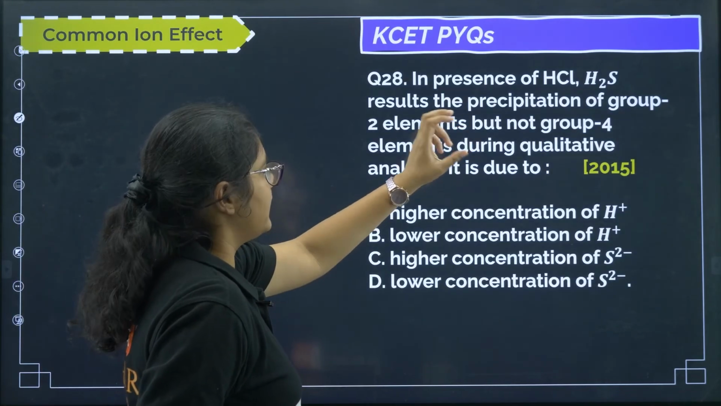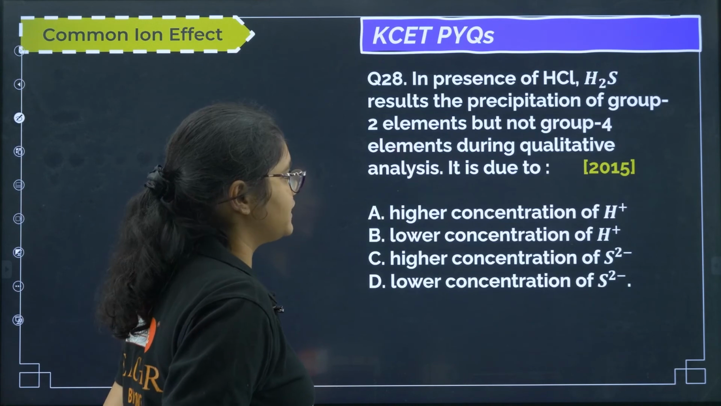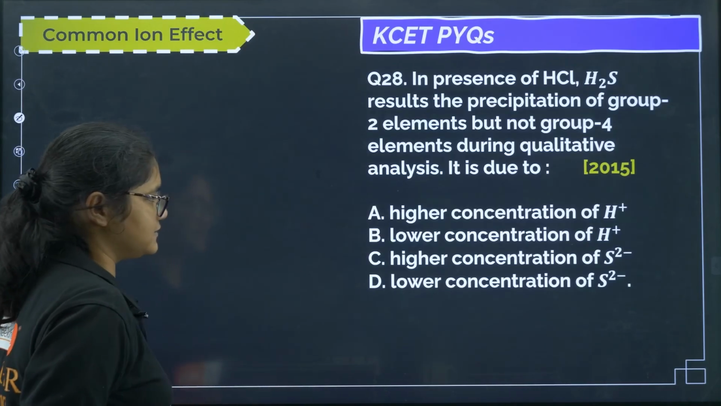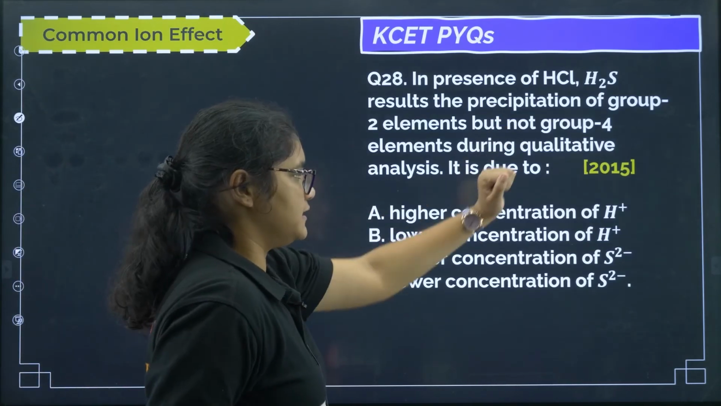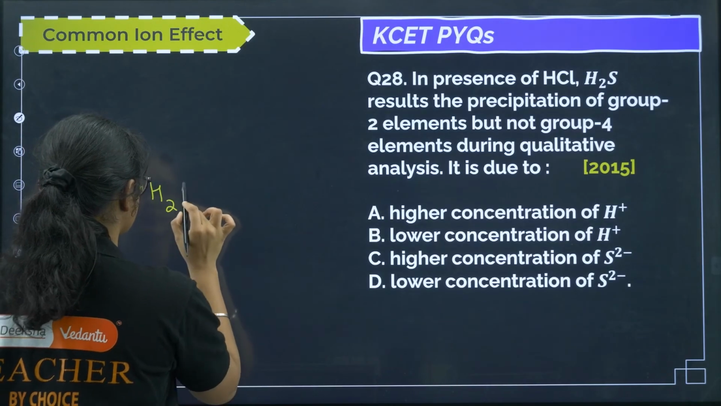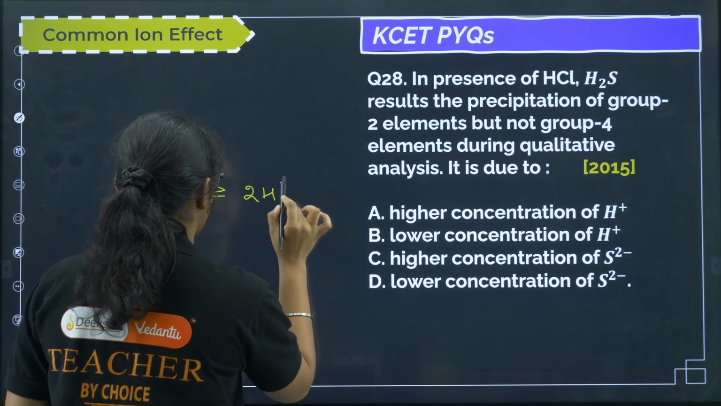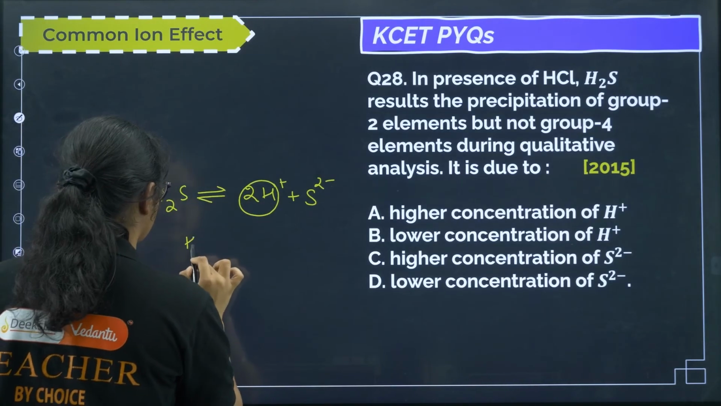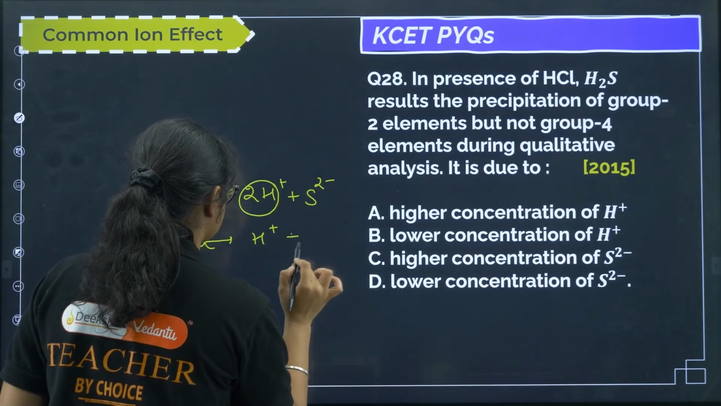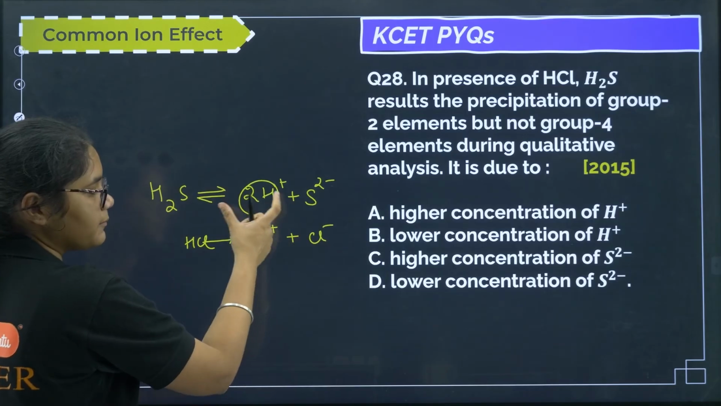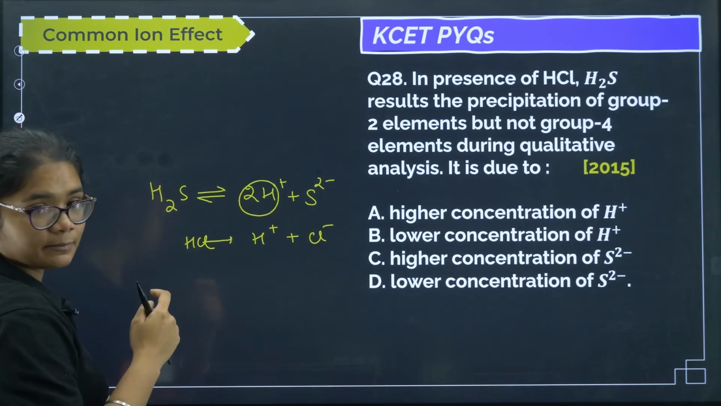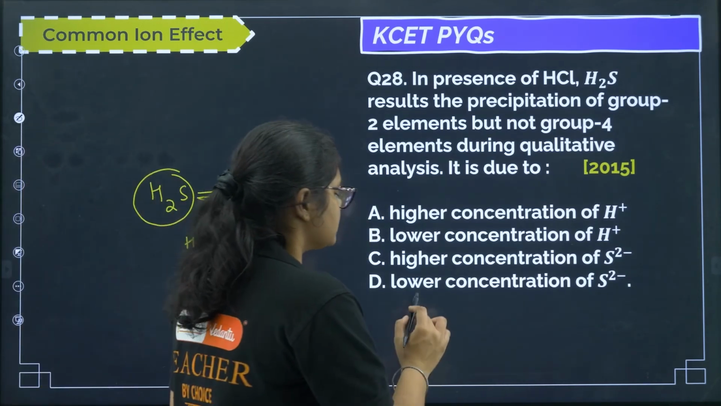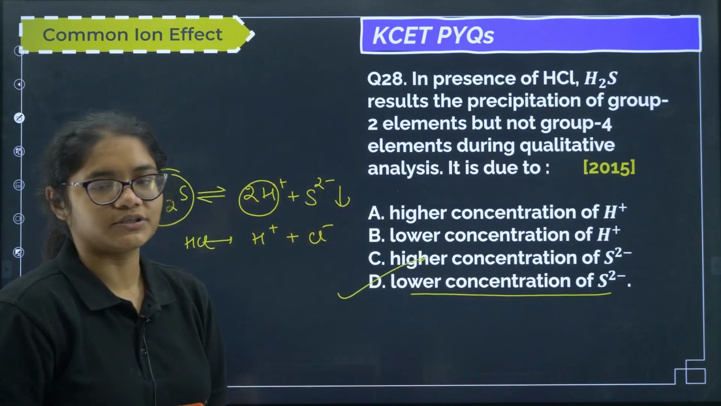Okay. Next, question number 28 is on common ion effect. In the presence of HCl, H2S results in the precipitation of group 2 elements but not group 4 elements during quantitative analysis. It is due to. So if HCl is present, how does H2S dissociate? It should dissociate to give you 2H plus and S2 minus. Now if H plus is present in the solution from HCl, HCl will dissociate to give you H plus and Cl minus. Now if this is present in more amount, then what? The backward reaction will be preferred and H2S will form and the concentration of S2 minus will decrease. So that is lower concentration of S2 minus, option number D here.